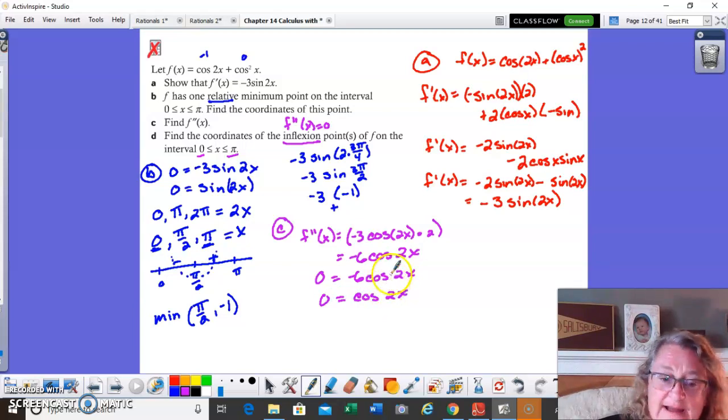Cosines are your x coordinates. Cosine happens to be 0 at pi over 2 and 3 pi over 2, and that's all it is in the one circle. Then I divide everything by 2, and I get that x is equal to pi over 4 and 3 pi over 4.